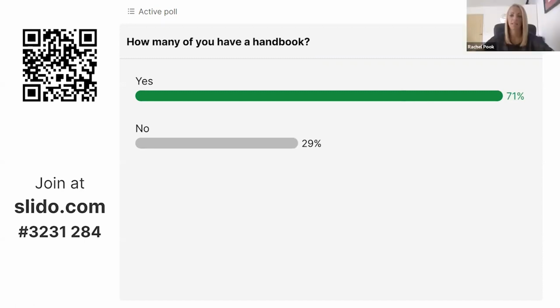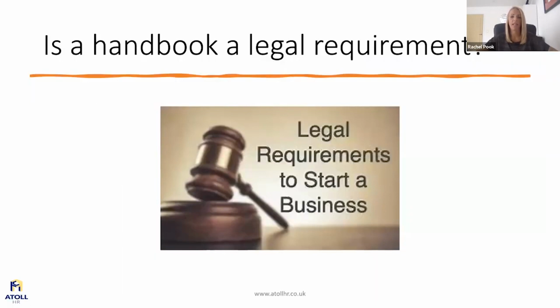Okay, that's not too bad. So basically 2/3 of you do have a handbook, 1/3 of you don't. So hopefully for those of you that don't have a handbook, you may use today to find out how you can implement one and what the value of it will be. Those of you that do, there may be tweaks or enhancements you can actually make to what you currently have.